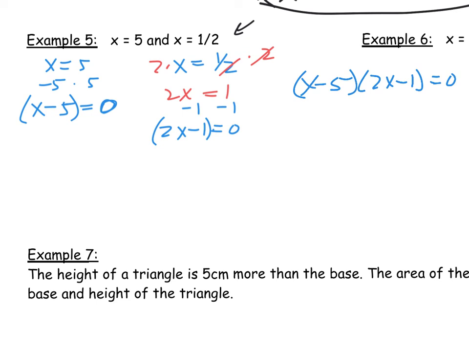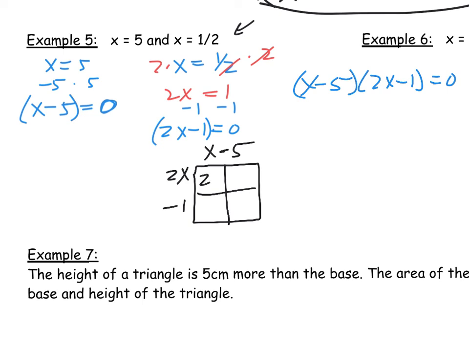I'll do the box method for this one, just so you see you can use the box method too. We're just multiplying. And what do we got? X minus 5 and 2x minus 1. So the 2x times the x, that's going to give me 2x squared. And 2x times negative 5, that's negative 10x. Now multiplying that top row by negative 1. X times negative 1 is negative x. And negative 1 times negative 5 is positive 5.